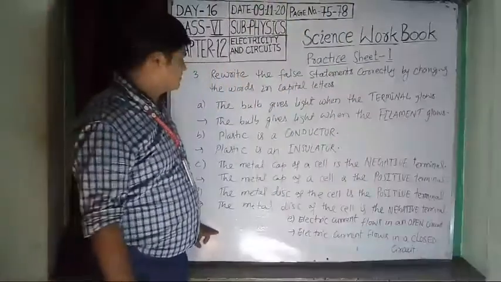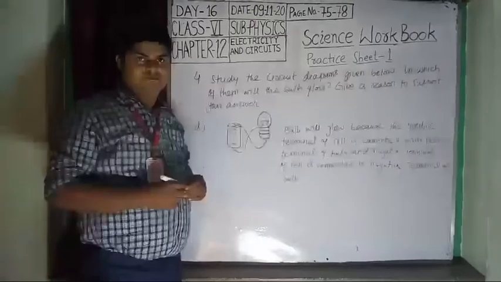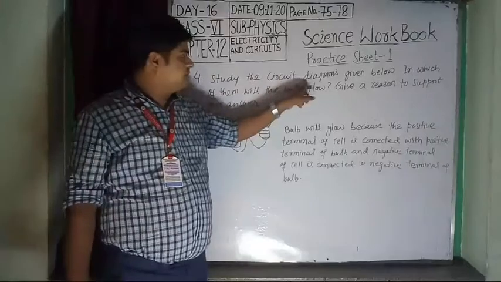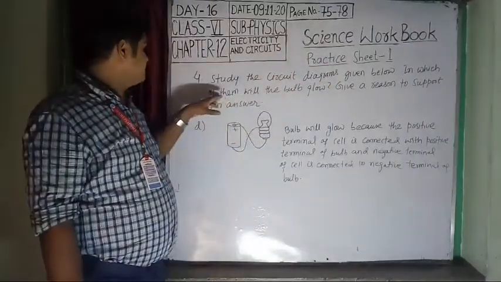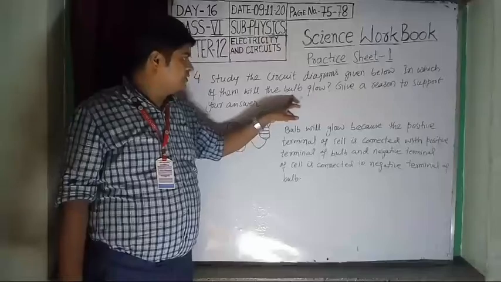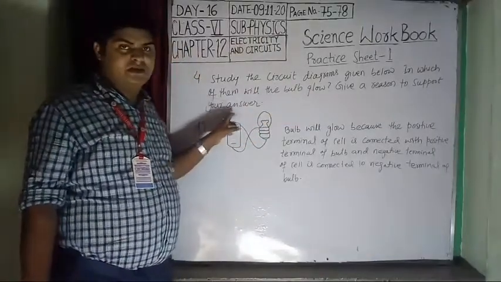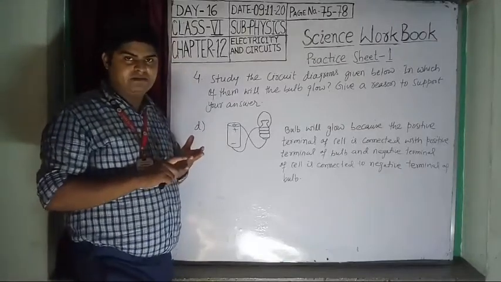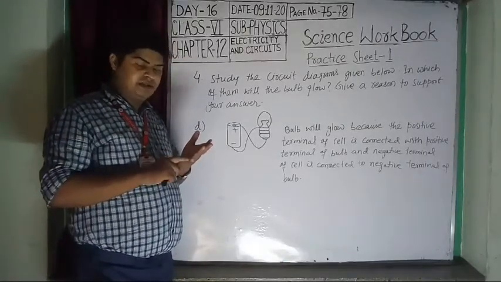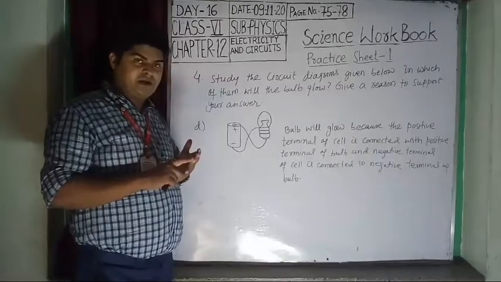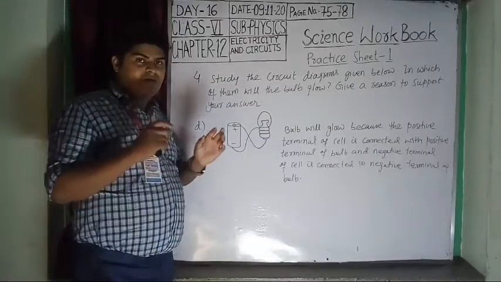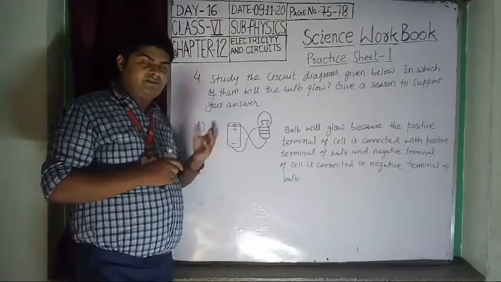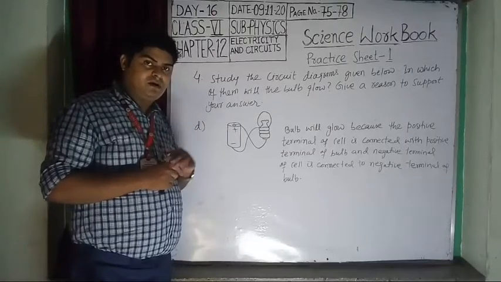Now let us see question number 4. Study the circuit diagrams given below. In which of them will the bulb glow? Give a reason to support your answer. There are 4 figures, A, B, C, D, one diagram in each part. You have to check in which condition the bulb will glow or not, and give the correct reason why the bulb glows or why it does not glow.